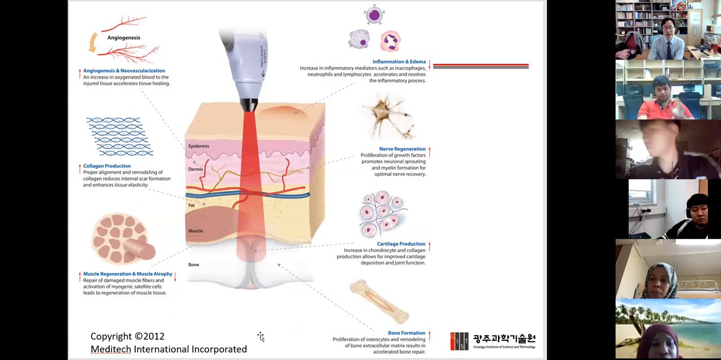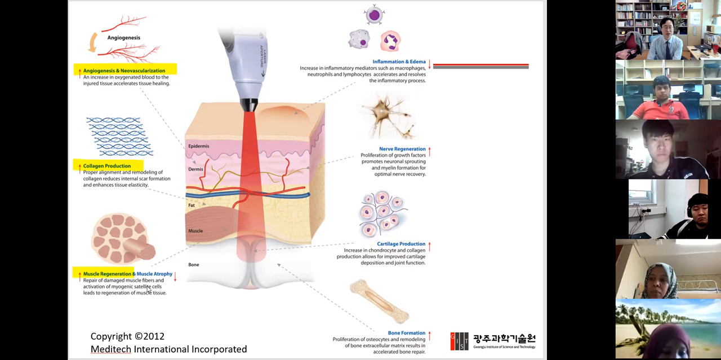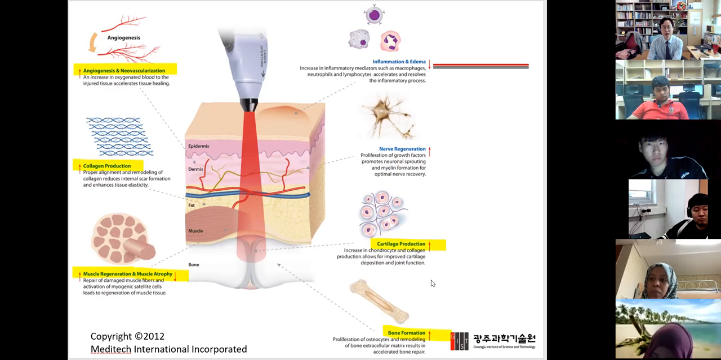This graph is from another actual website and showing the same thing. By giving the light, it promotes angiogenesis, or new blood vessel growth, promotes collagen synthesis, and also promotes muscle regeneration, and then reduces muscle atrophy. And then bone formation promotion, promoting the cartilage, promoting nerve regeneration, reducing the inflammation, reducing the edema.